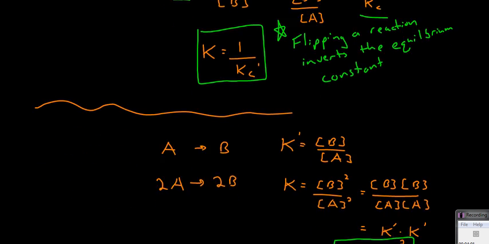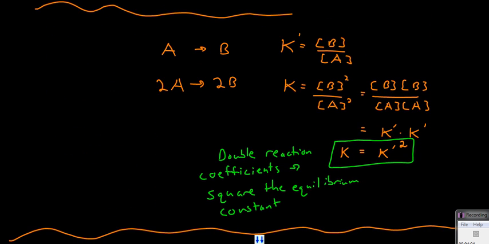And then also, what if you were to double the amounts of reactant and product in a reaction? How would that affect the equilibrium constant?